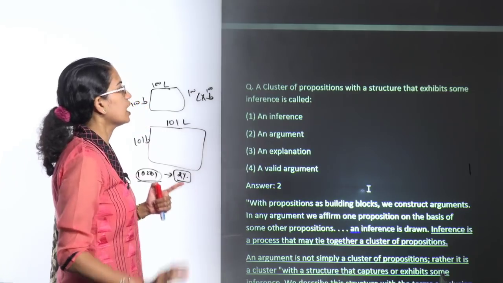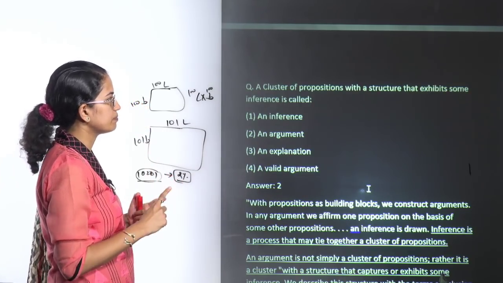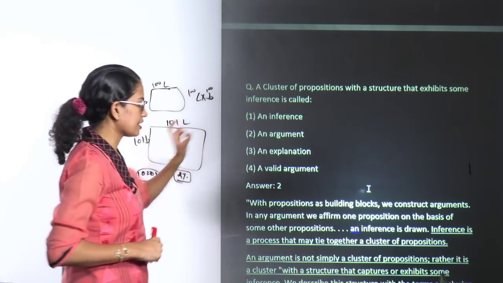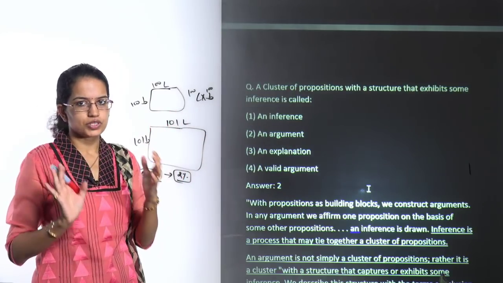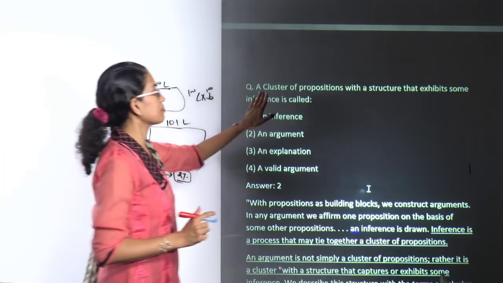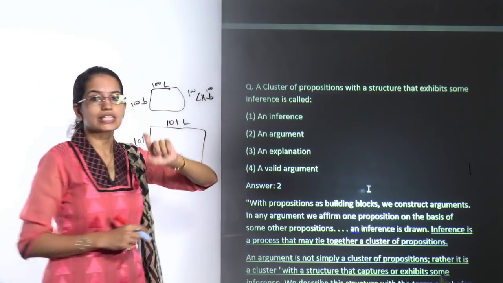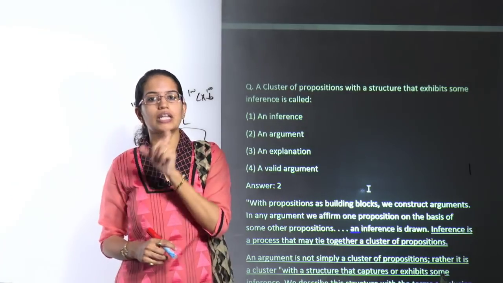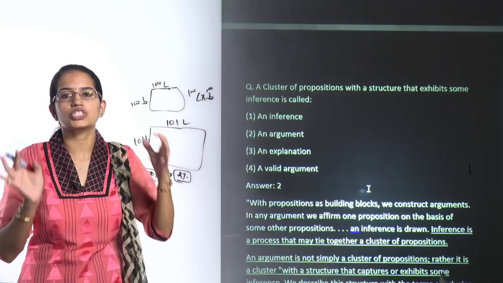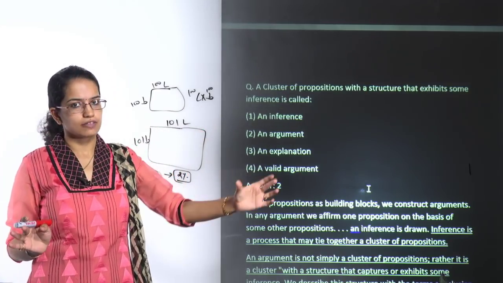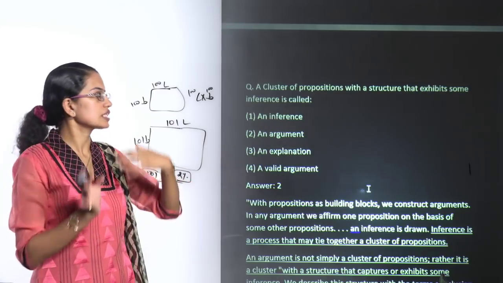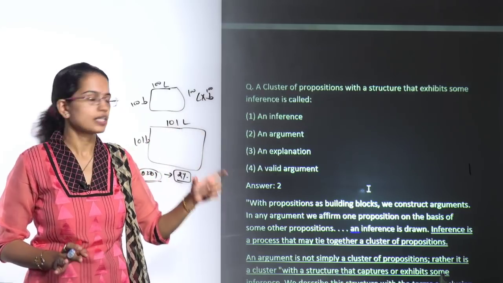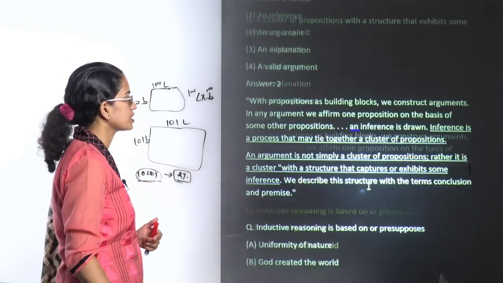The next question is, a cluster of propositions with a structure that exhibits some inference is known as, this is known as an argument. So when I say inference, it's a process where I cluster the propositions together. But when I say I am clustering the propositions with a structure which is exhibiting some inference, this is an argument. So a difference between inference and argument, I repeat again, when I cluster the propositions together, just this is what is inference. But when I cluster the propositions and I try to exhibit some inference from it, this is what is an argument. So argument would be the correct answer for this question.